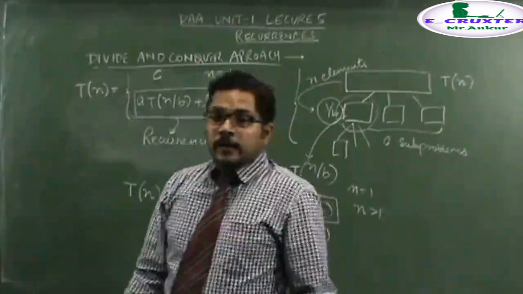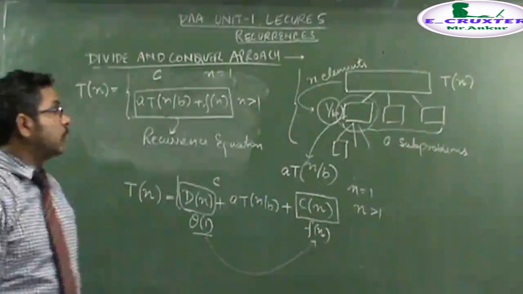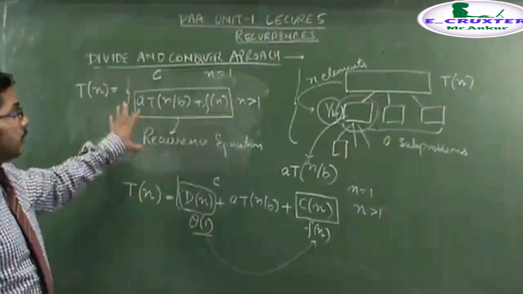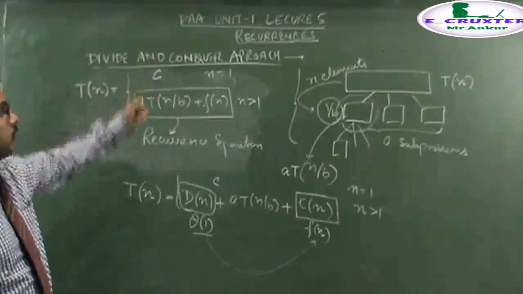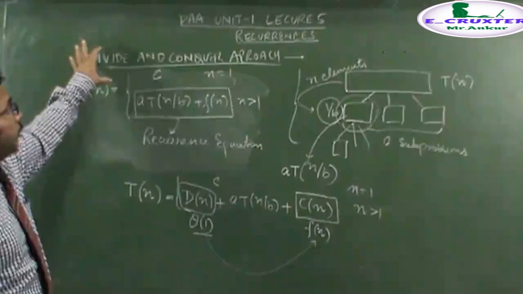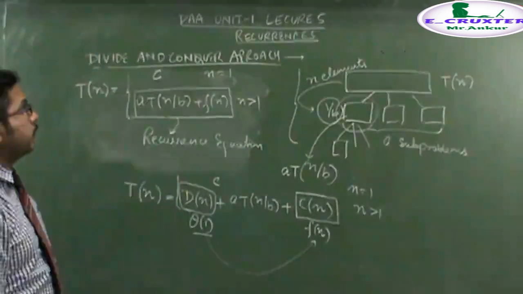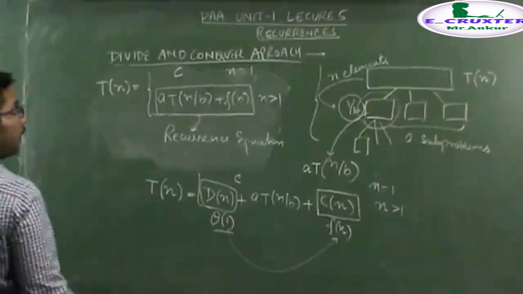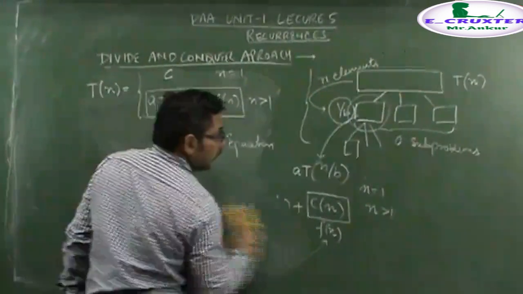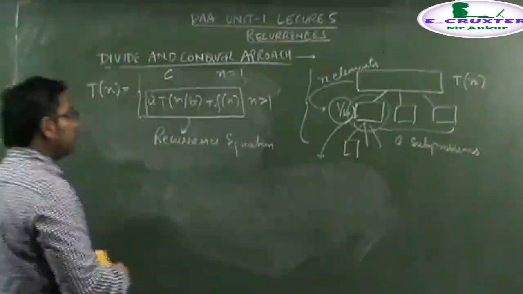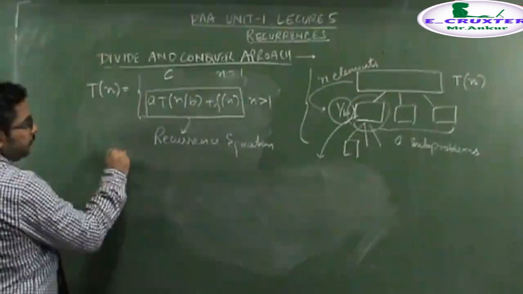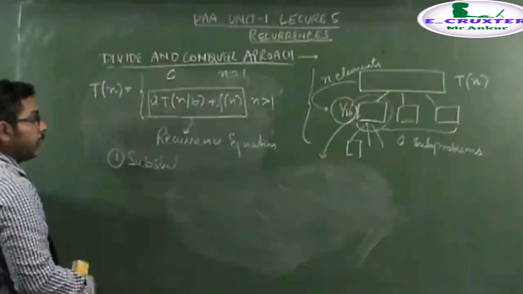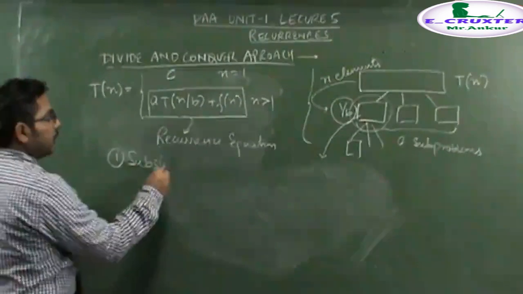To solve these recurrence equations, there are basically three approaches, and this comes under the topic of recurrences. Solving divide and conquer problems in this way is known as recurrences. There are three types of methods available to solve recurrence equations. The first method is known as the substitution method, which we will study here, but we will see it last.